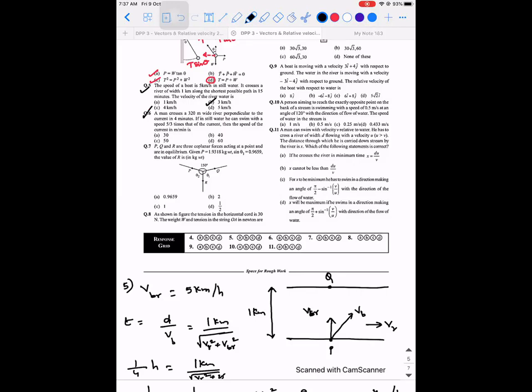A man crosses a 320-meter wide river perpendicular to the current in 4 minutes. If in still water he can swim with a speed 5 by 3 times that of the current, then the speed of the current in meter per minute is.